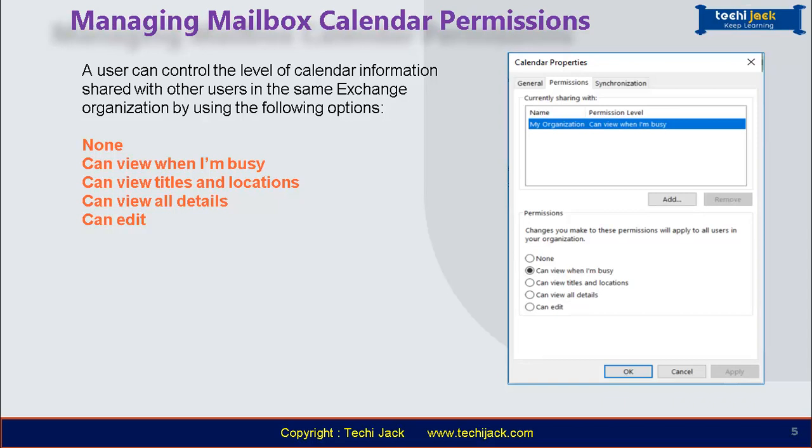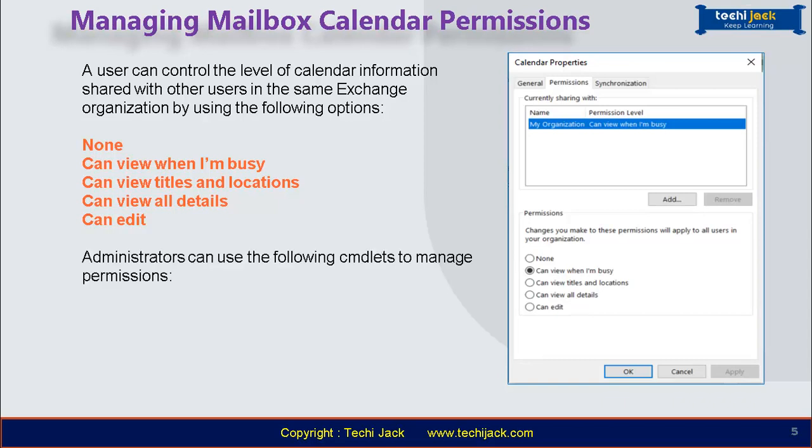If you select the option Can view titles and location, users from your organization will be able to view the titles and location of the meetings in your calendar. If you select Can view all details, then users from your organization will be able to view the complete details of your schedule on your calendar. And if you select the option Can edit, users from your organization will be able to edit your calendar.